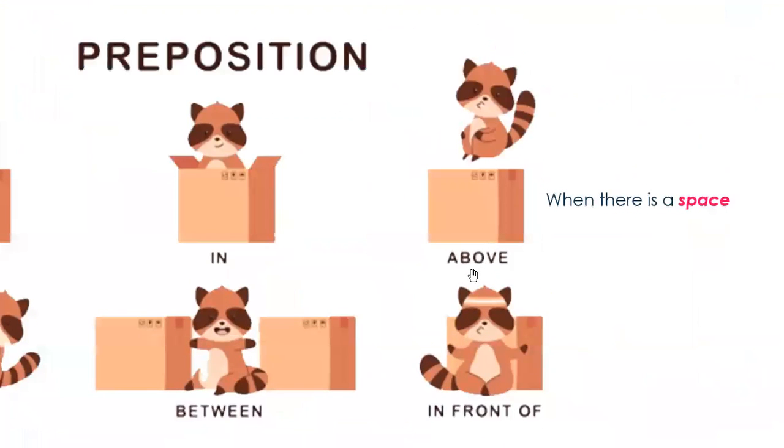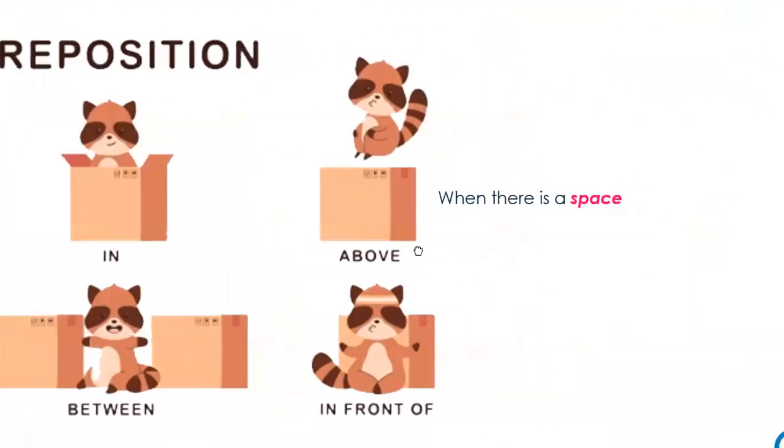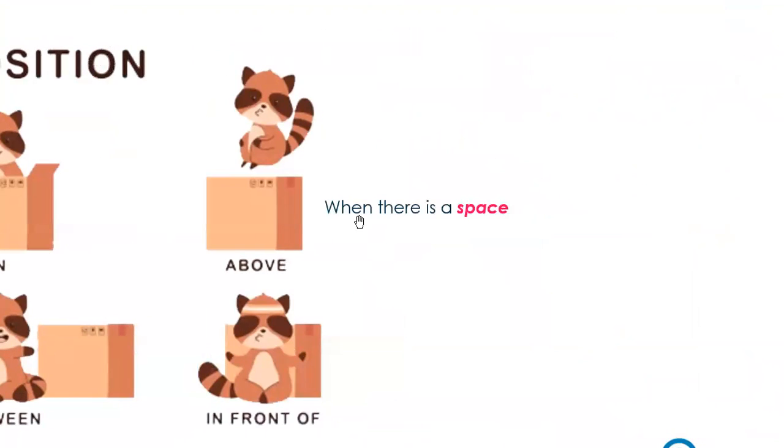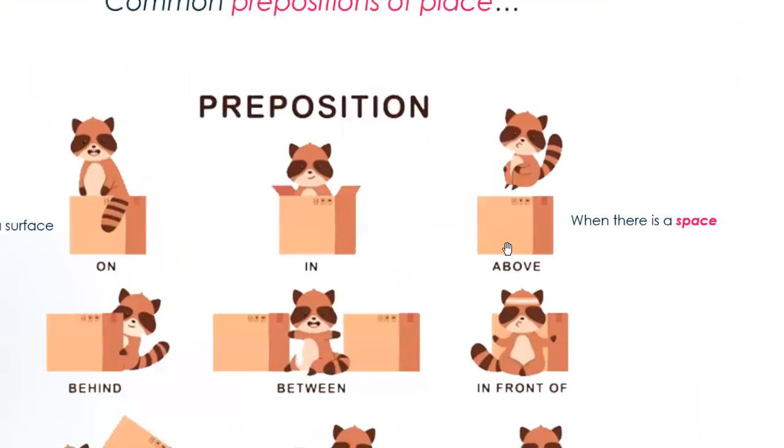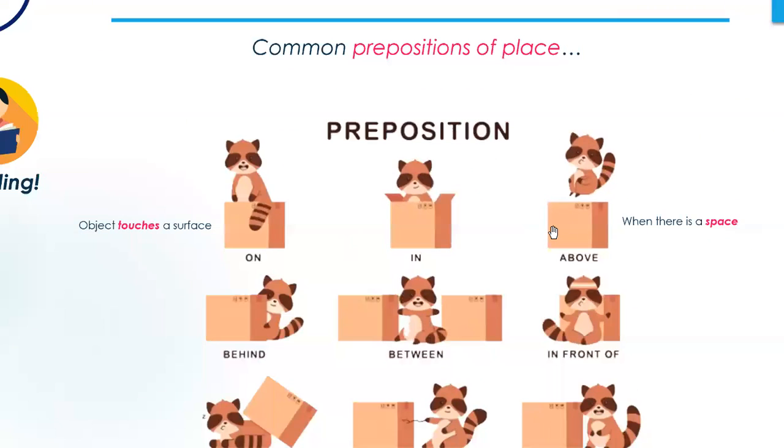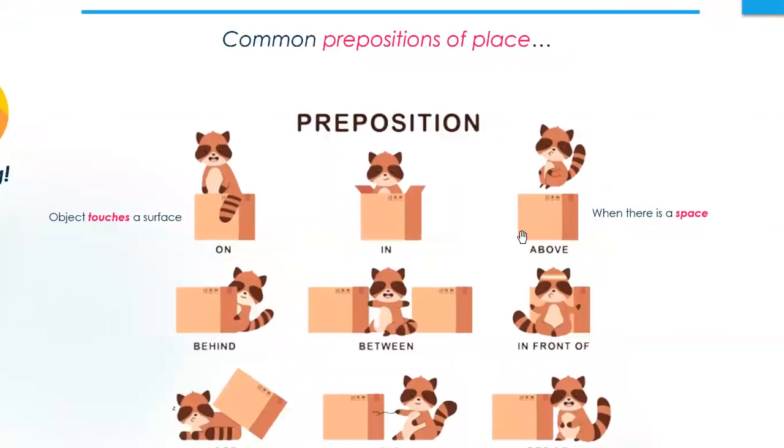In contrasting it with above, what is the meaning of above? When there is a space. Do you see the space between the box and the raccoon? Do you see the space? Yes. Correct. There is a space, no touching. And that is above. Yes. Above. Okay, good. Got it? ¿Se entendió? Yes, teacher. Yes. Okay, I hope so.